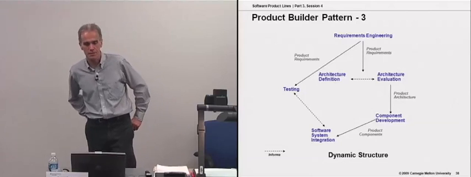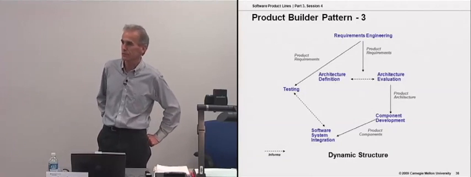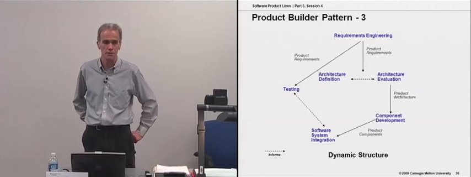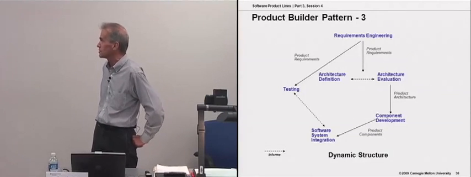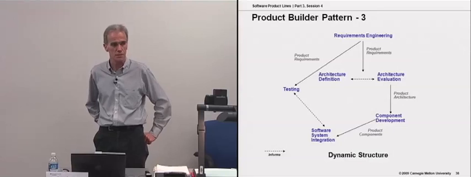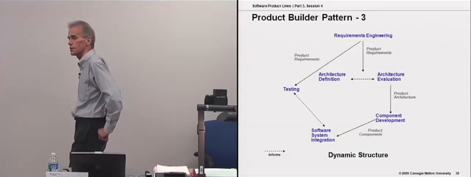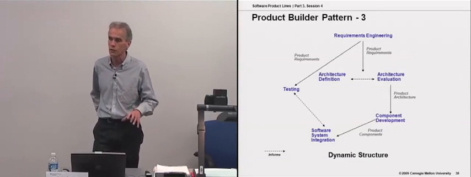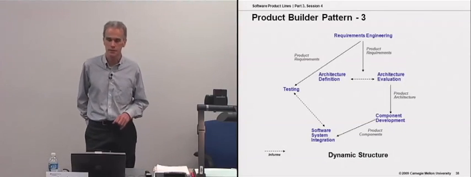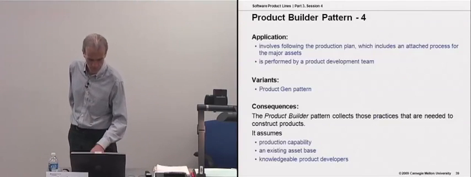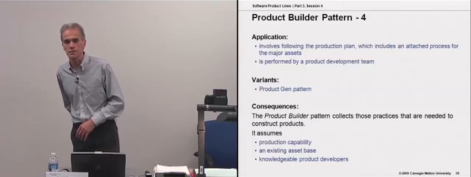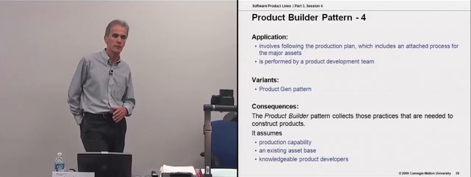The graphical representation of the product builder pattern is pretty straightforward. You have requirements, engineering, architecture definition and evaluation, testing, integration, and component development for the specific product that has to be built. There's a variant on this called the product gen pattern.